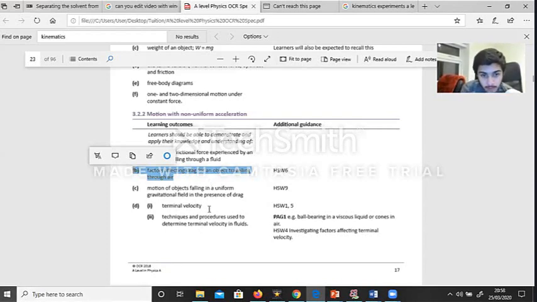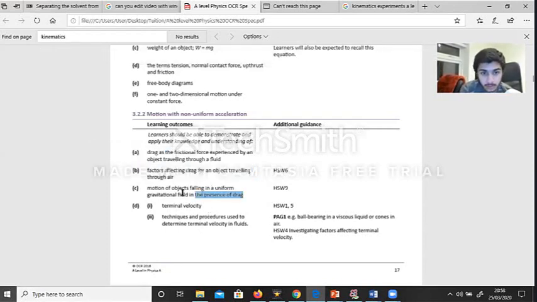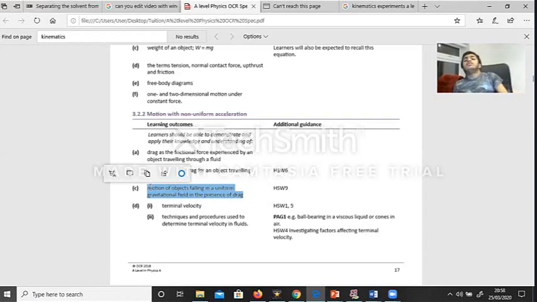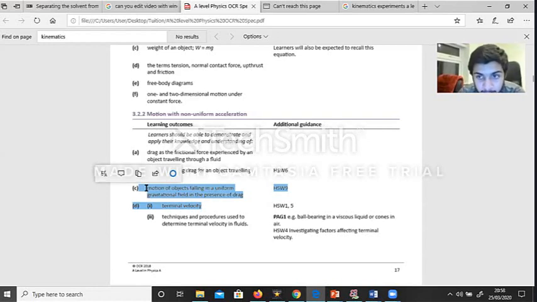Now, the motion of objects falling in a uniform gravitational field in the presence of drag. What that means is if the gravity is the same, like on the Earth, the gravity is similar everywhere you look, right? Okay. How does that affect the motion of an object? We're looking at something called terminal velocity. Last week, you did an exercise with me where we analyzed the movement of a parachutist. Do you remember that? Okay. So that is what this is talking about.